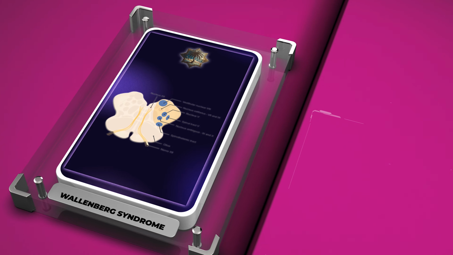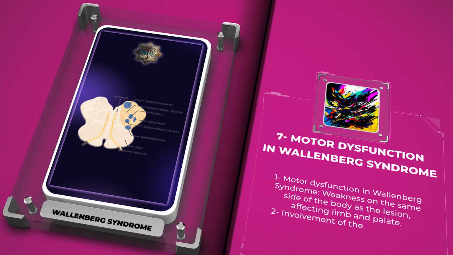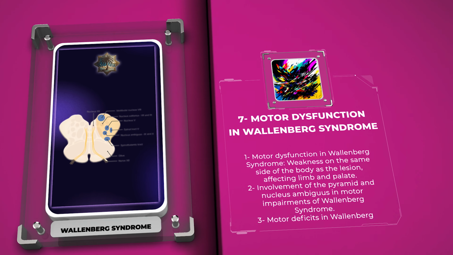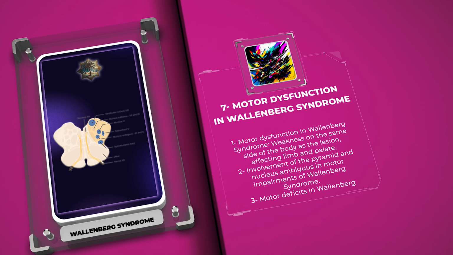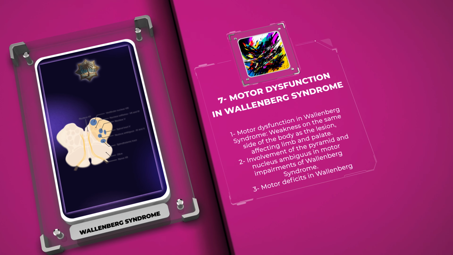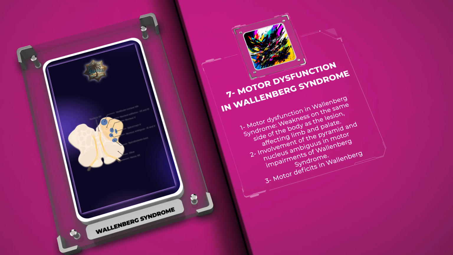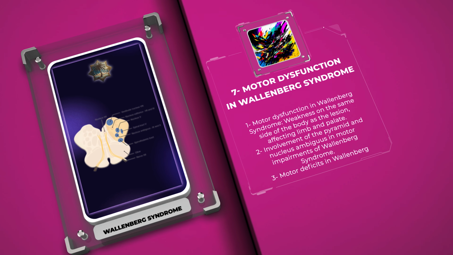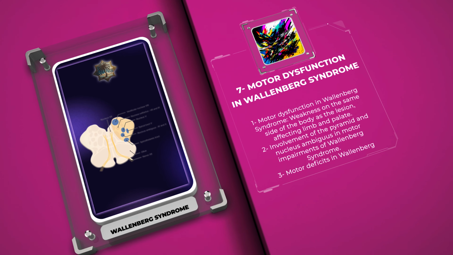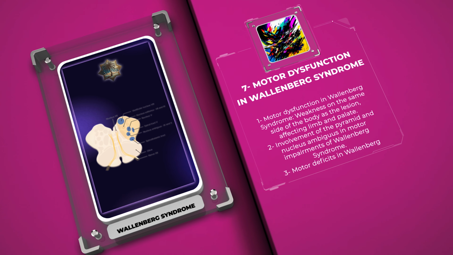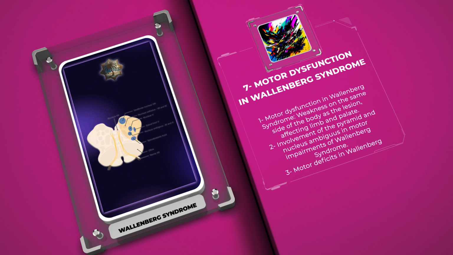This condition commonly results in weakness on the same side of the body as the lesion, affecting both the limb and the palate. This is due to involvement of the pyramid, which controls limb movements, and the nucleus ambiguus, responsible for palate function. The resulting motor impairments can greatly hinder a patient's ability to carry out daily tasks. To achieve the best outcomes in rehabilitation, it is crucial to implement comprehensive management approaches targeting these motor deficits.